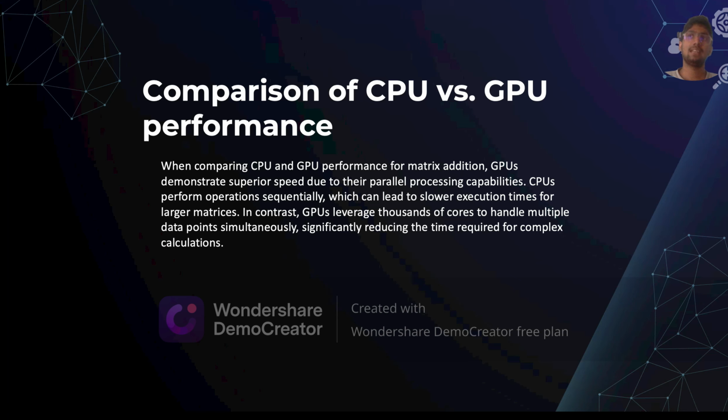As an example, if you are taking a long queue, all the instructions are in a single stretch. But from the GPU perspective, there are multiple queues with a limited number of instructions, so the speed can be increased. In contrast, the GPU leverages thousands of cores to handle multiple data points simultaneously, significantly reducing the time required for complex calculations. So that's why I said.